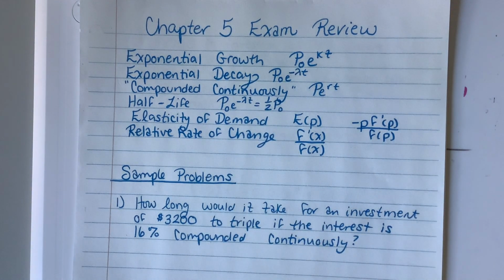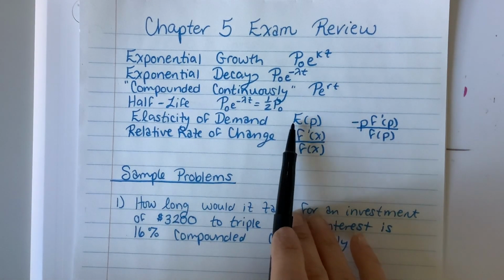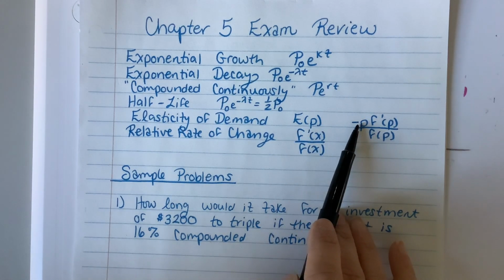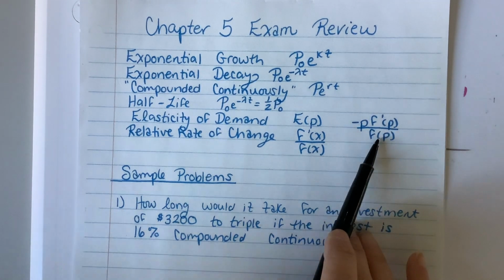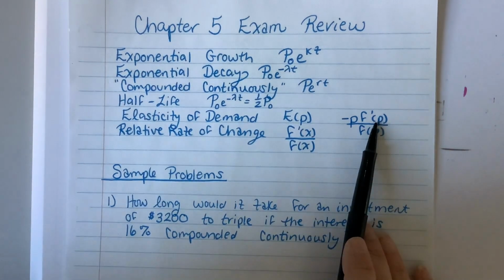If you are doing elasticity of demand, it will ask for E of P. E is elasticity. It is negative P. You distribute that into the derivative of the function over the original. Then you fill in P, which is the price. If the value is bigger than 1, it's elastic. If the value is less than 1, it's inelastic.